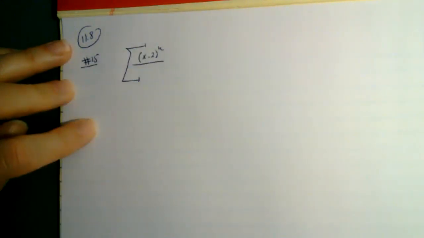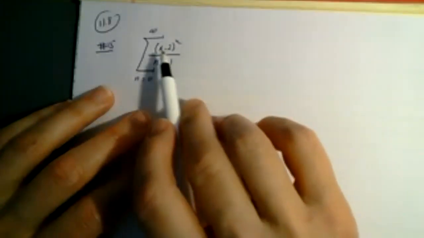I'm in section 11.8. So number 15, we have this series, and this is a series in x minus 2. That's (x minus 2) to the power n over n squared plus 1, and my n goes from 0 to infinity. The question is, which value of x can I put here and guarantee that the series will converge for this value of x?